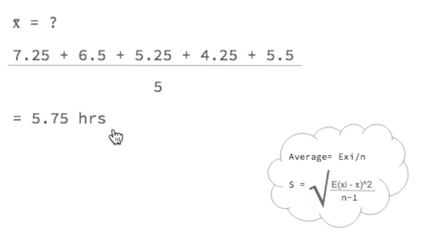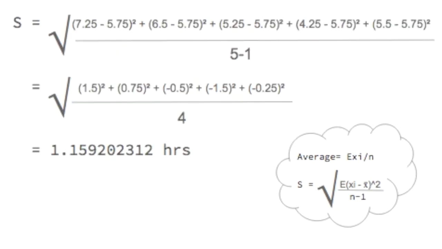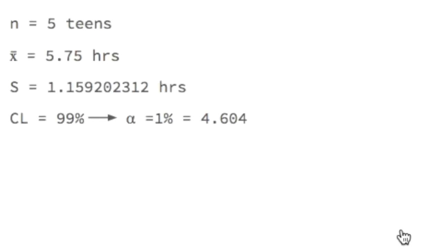There is also an equation to get the S, which is the square root of the sum of the x values minus the x bar squared, divided by n minus 1. So you also just plug in the values, which would give you 1.1592, 0.2312 hours. Write down the x bar and the standard deviation of the sample.